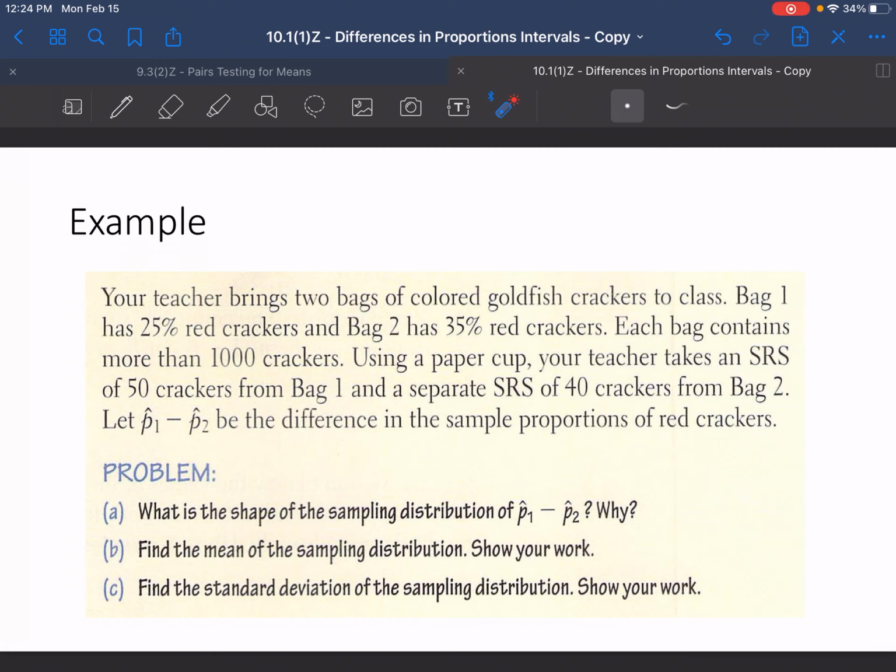Okay, so let's look at an example of how we might accomplish that. Your teacher brings 2 bags of colored goldfish crackers to class. Bag 1 has 25% red crackers, and bag 2 has 35% red crackers. Each bag contains more than 1,000 crackers. Using a paper cup, your teacher takes a simple random sample of 50 crackers from bag 1, and a separate simple random sample of 40 crackers from bag 2. We want to let the proportion of 1 minus the proportion of 2 be the difference in the sample proportions of red crackers. Part A asks us to describe the shape of the sampling distribution of proportion 1 minus proportion 2, and why is that the case?